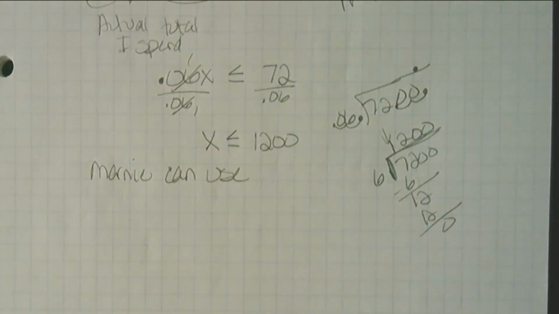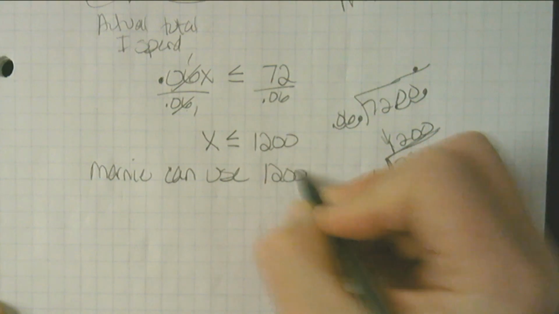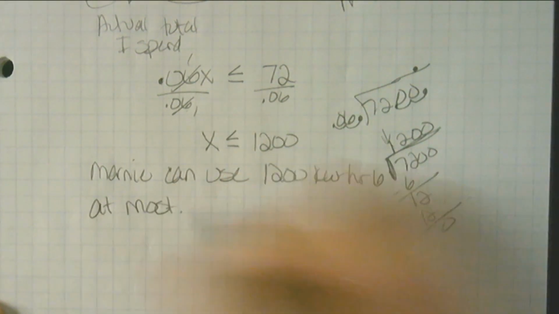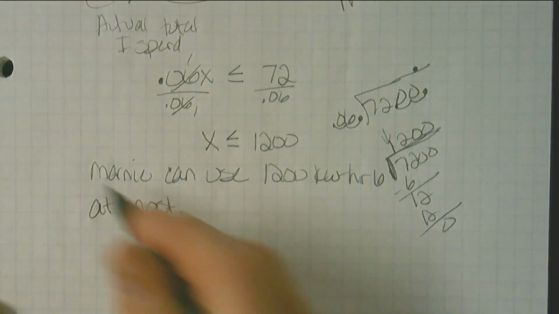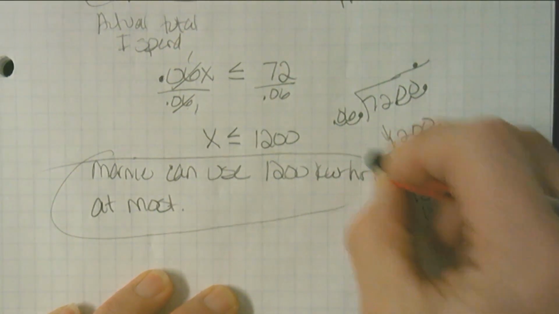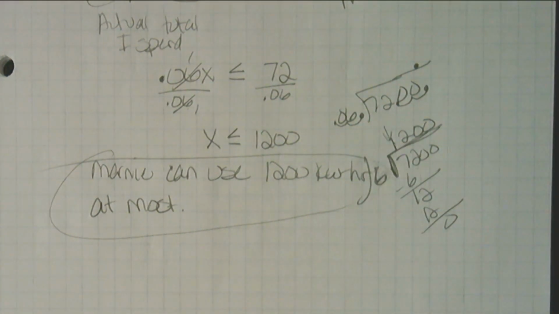Maya, how can he write that better? Yeah, she can use 1,200 kilowatt hours at most, or at most 1,200 kilowatt hours. So you do have to indicate in your description, in your sentence, what that answer actually means. It's not exactly 1,200. She can use up to 1,200, at most, a maximum of any of those phrases. Nice job.